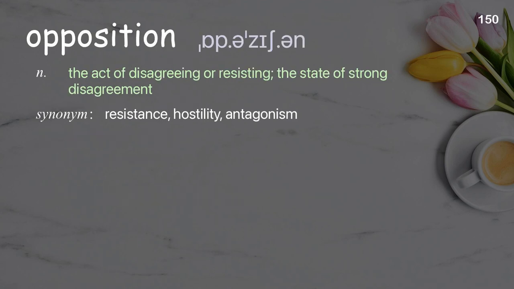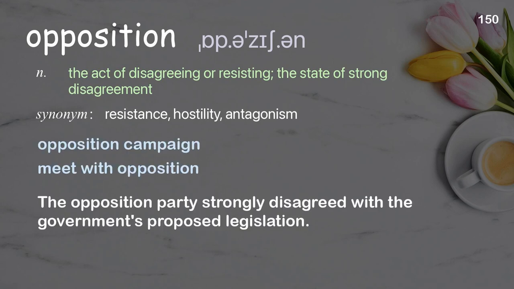Opposition. The act of disagreeing or resisting. The state of strong disagreement. Examples: opposition campaign. Meet with opposition. The opposition party strongly disagreed with the government's proposed legislation.